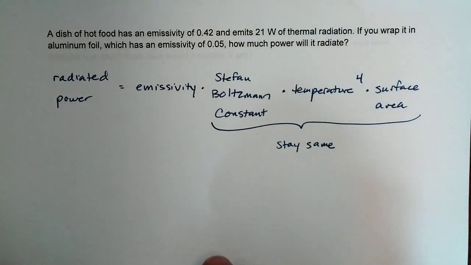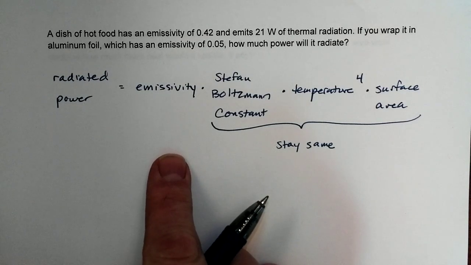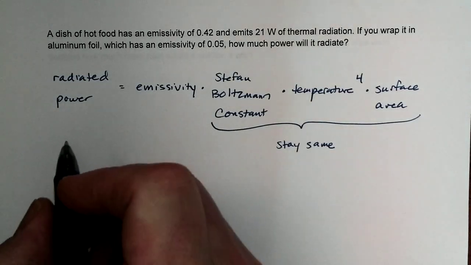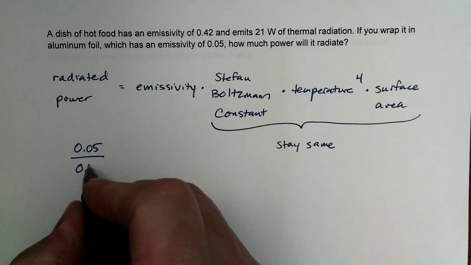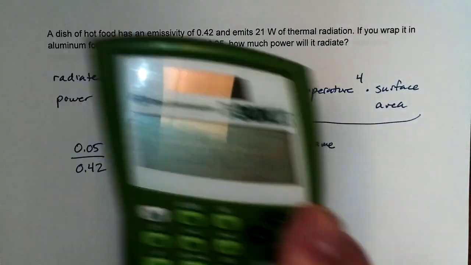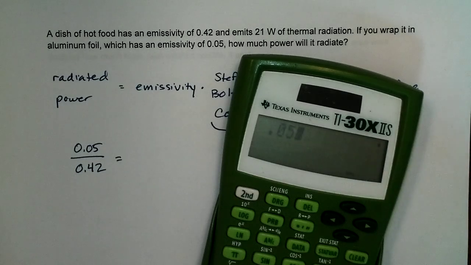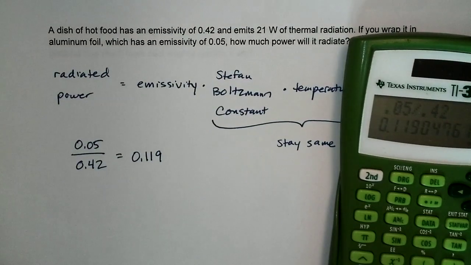And the question really becomes, when we take our emissivity of 0.42 and knock it down to 0.05, what's that going to do to the radiated power? Well, it's going to decrease it, but by how much? I'm going to take 0.05 and divide it by 0.42 to get a handle on what percentage of 0.42 0.05 is. It's about 12%, 0.119. So we have reduced the emissivity to about 12% of what it previously was.